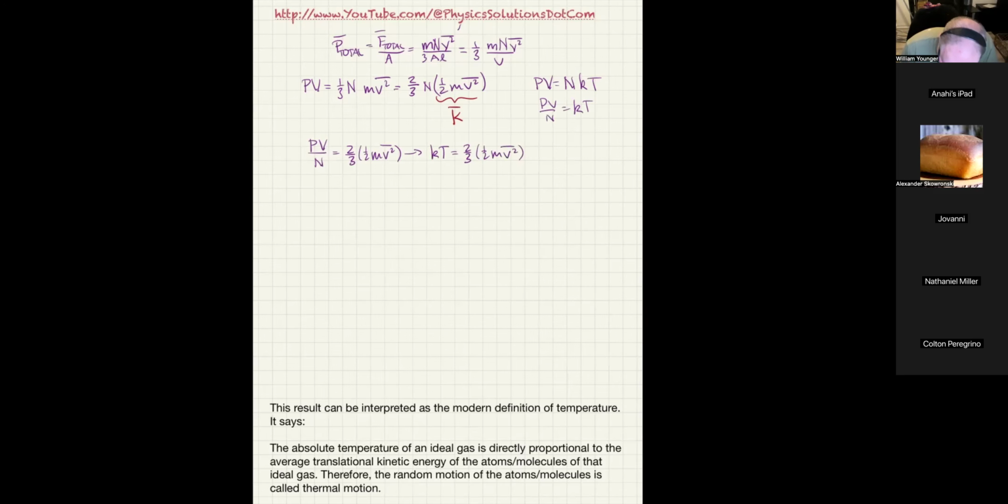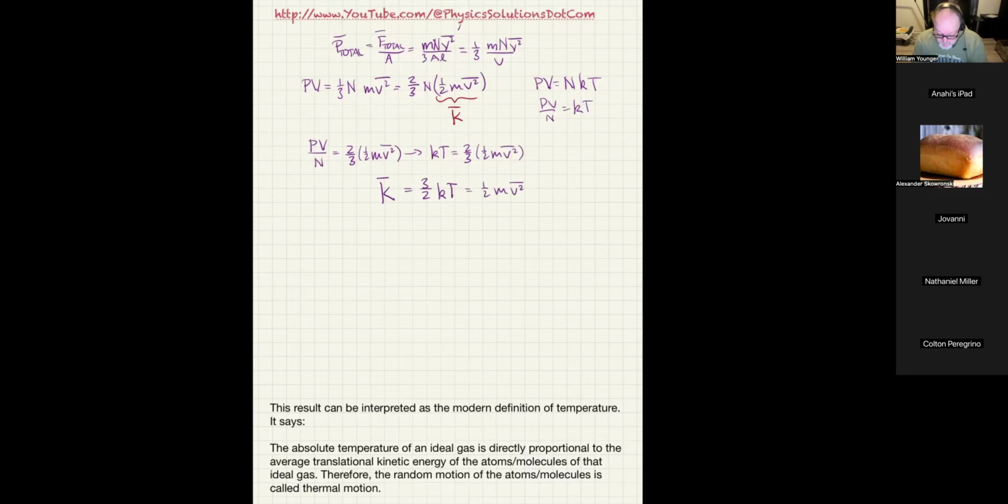Or finally, the big result that I wanted is the average kinetic energy K, which again is that quantity in parentheses. That's going to be 3/2 K times T. And of course, that's also equal to 1/2 m v squared bar.